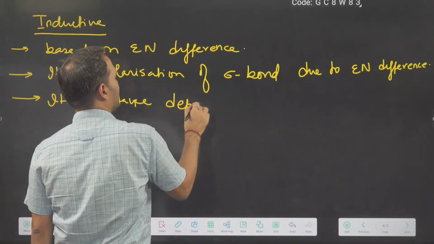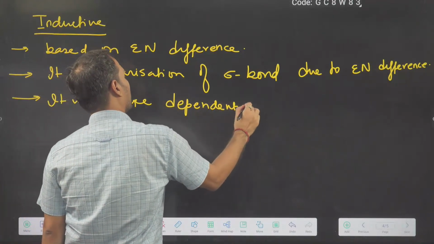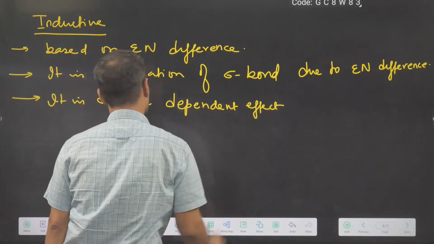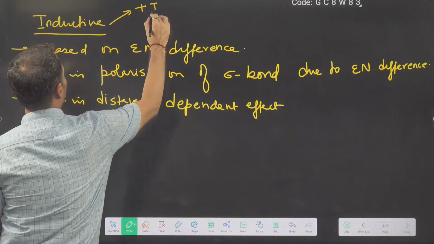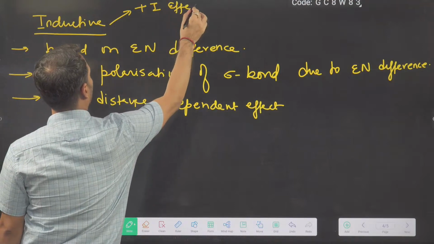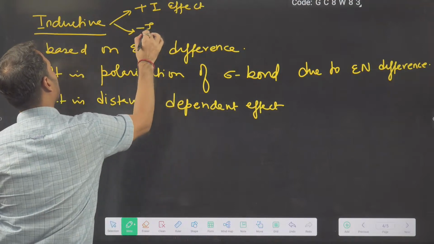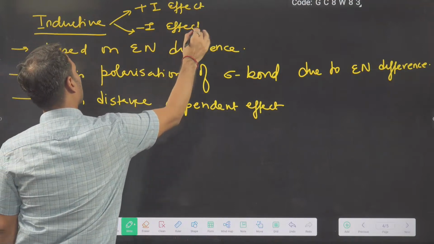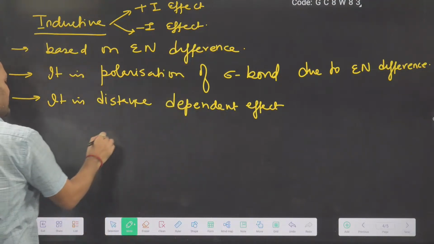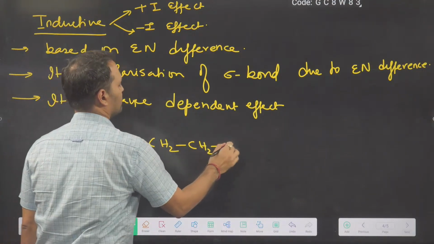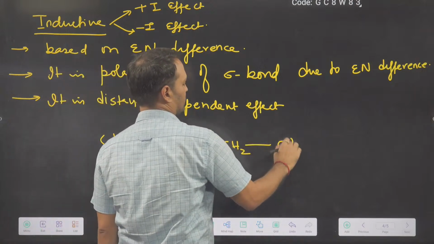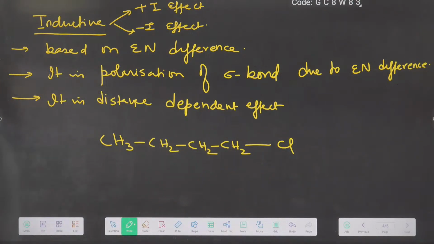Distance dependent effect. This can be divided into two parts, plus I effect and minus I effect. Now what is this effect? To understand this, we'll have to make one diagram. Sigma bond is involved in this, sigma electrons are involved in this.